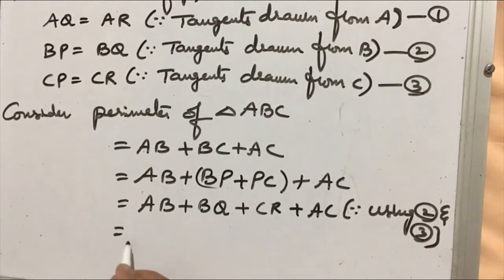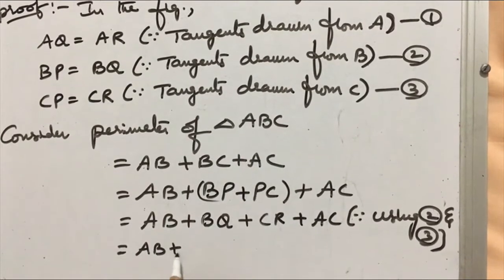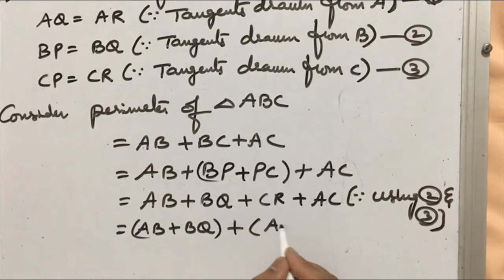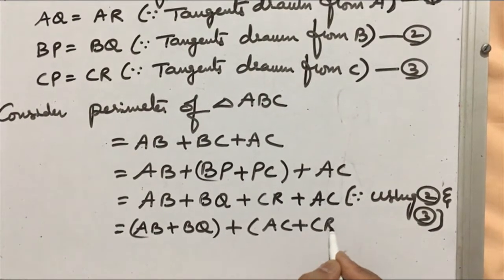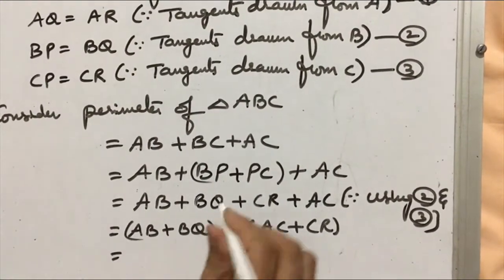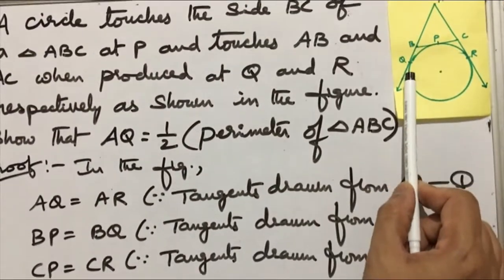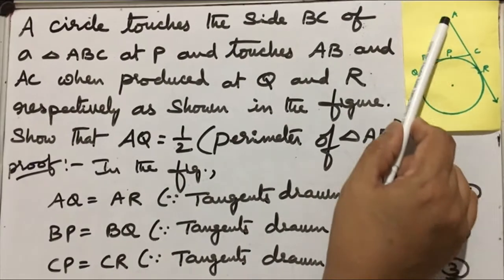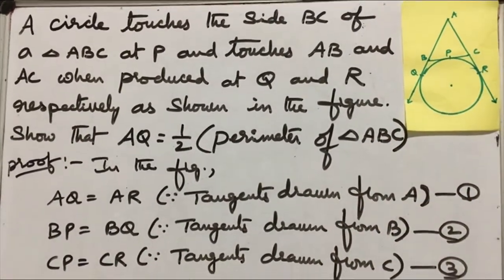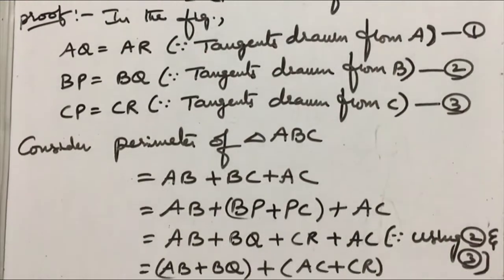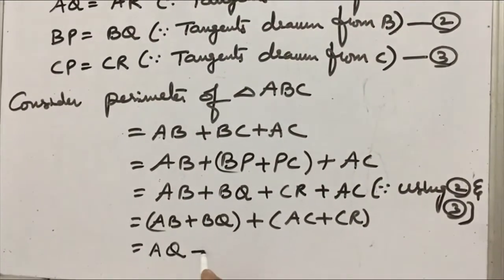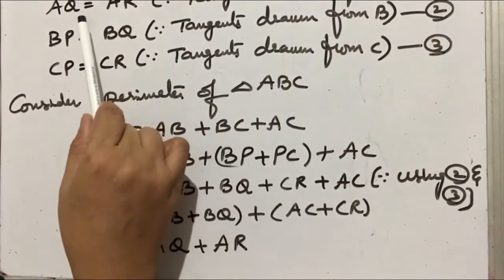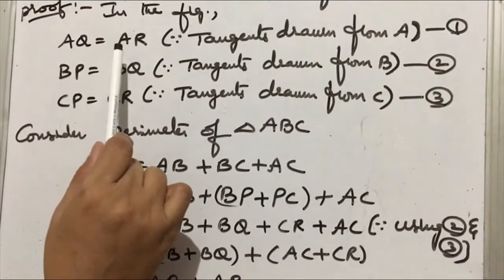I am rearranging this one, AB plus BQ plus, I am writing this one as AC plus CR. So in the figure, AB plus BQ is nothing but AQ, and AC plus CR is nothing but AR. So this is AQ and this is AR. But from equation 1, we have AQ is equal to AR.